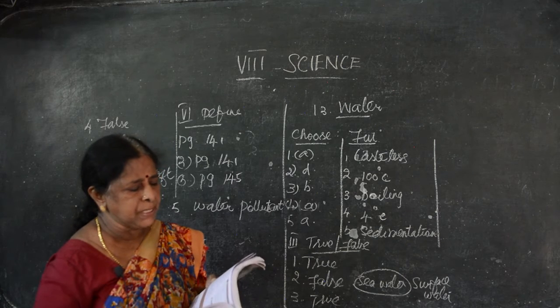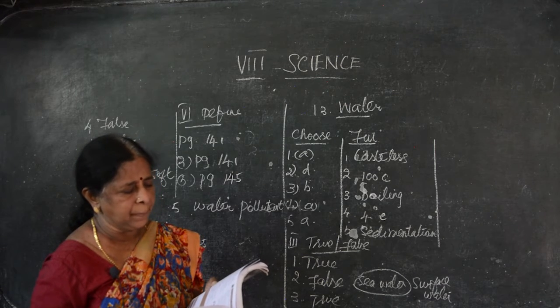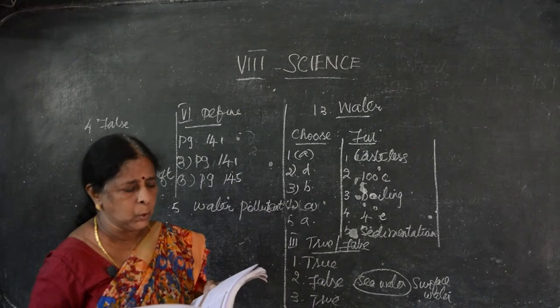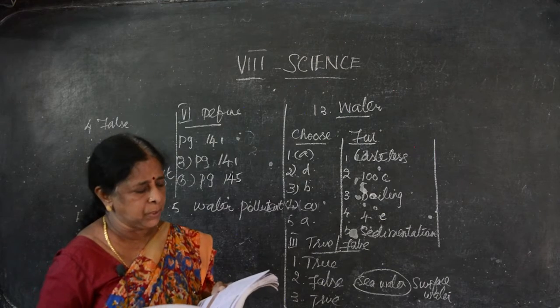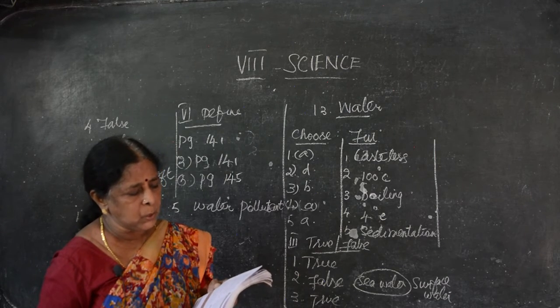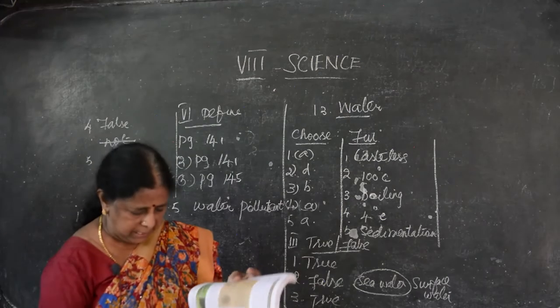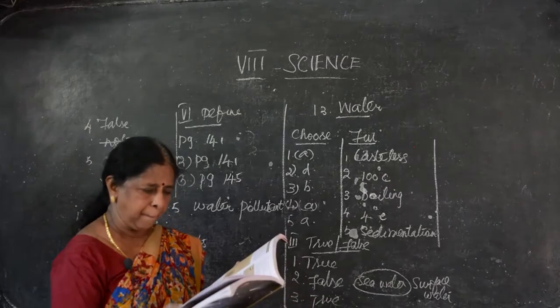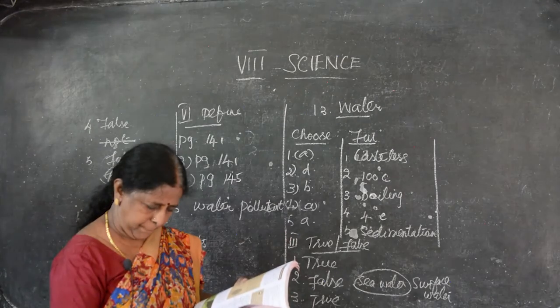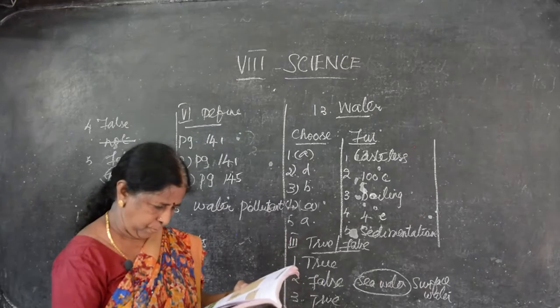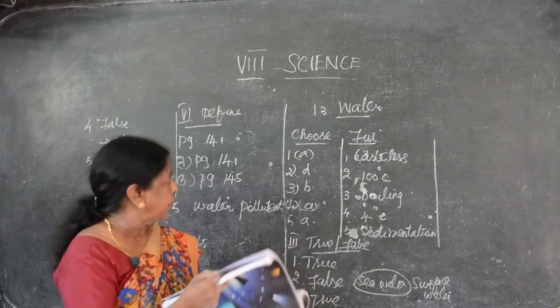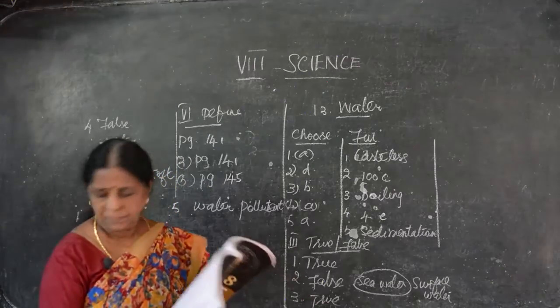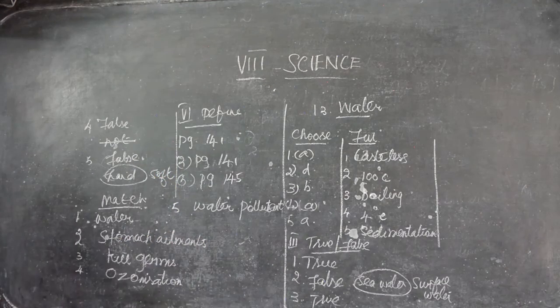State the importance of dissolved oxygen and carbon dioxide in water. Cathode hydrogen, anode oxygen, in the ratio 2:1. State the importance of dissolved oxygen and carbon dioxide in water. It's in page number 144. Second detailed answer. Wait, children.